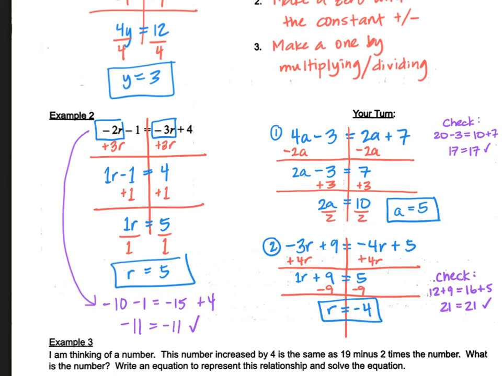And here are the solutions. Number 1, a equals 5. And number 2, r equals negative 4. Let me briefly go over these.